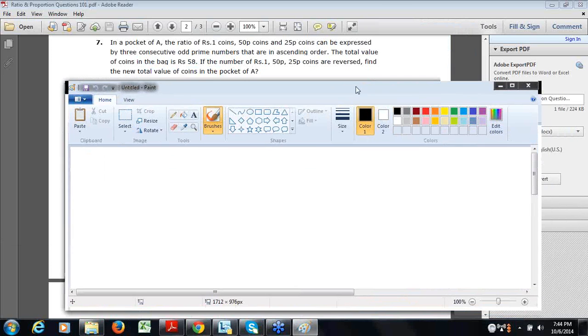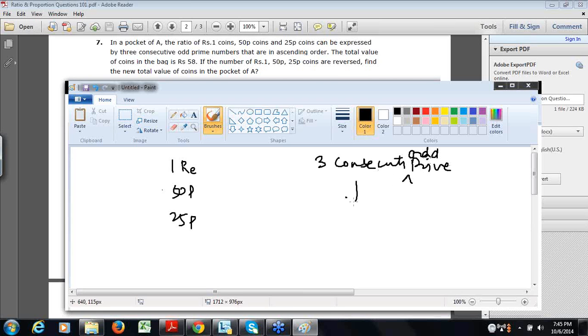So it is saying that 1 rupee coin, 50 paisa coin and 25 paisa coin can be expressed as 3 consecutive prime numbers, odd prime numbers in fact. This can be possible only when the ratio is 3, 5, 7. So the ratio in which they are is 3, 5 and 7. Now it is saying the total value of the coins is 58.